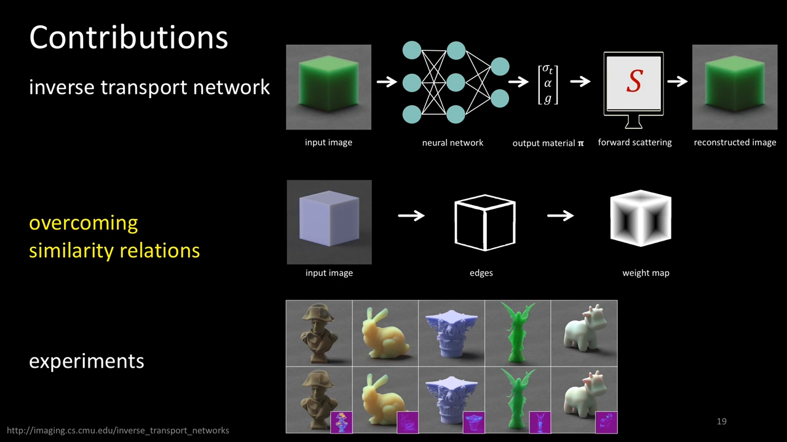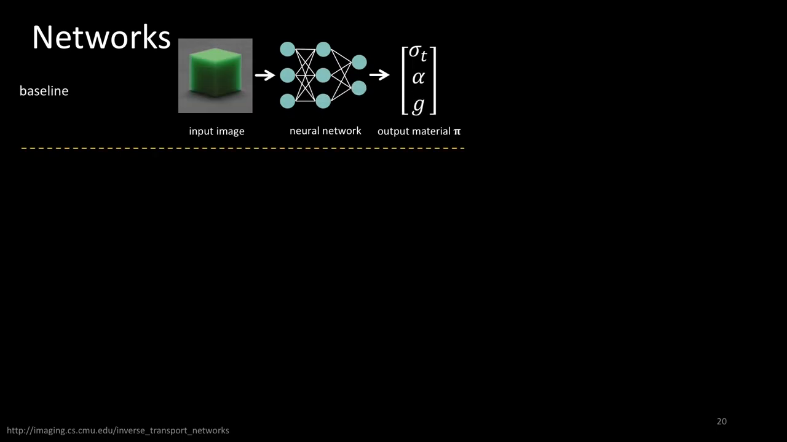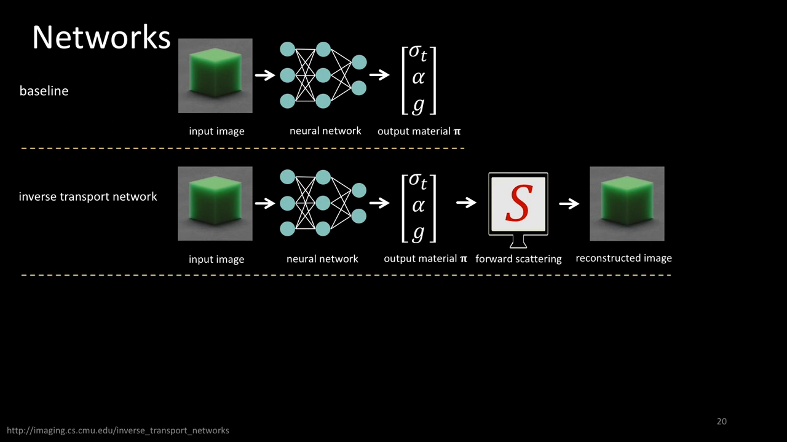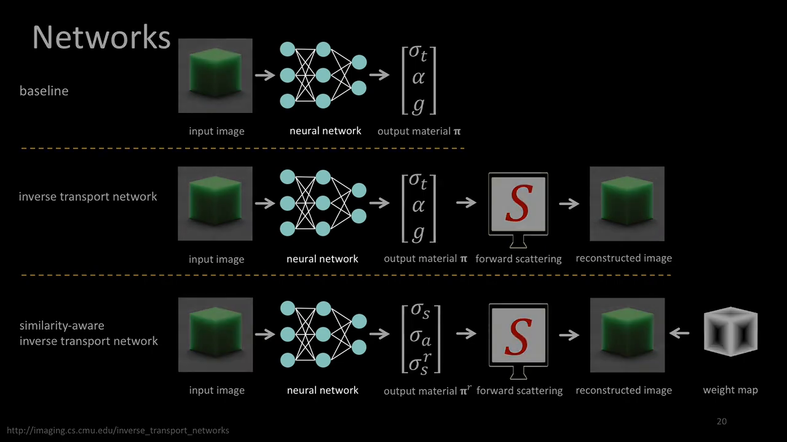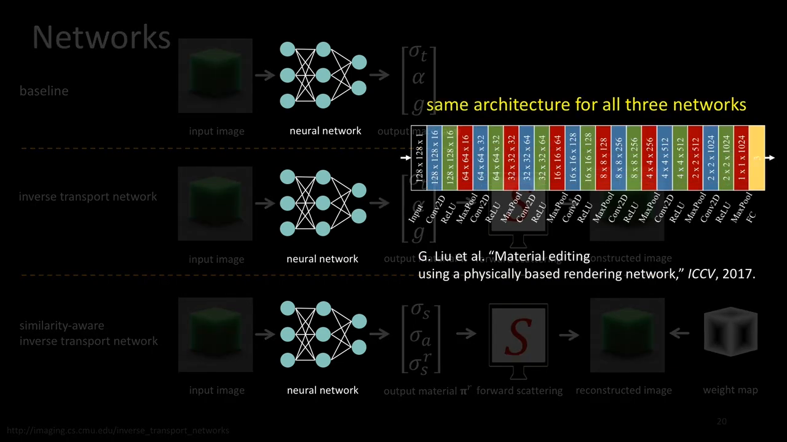We now move on to some experiments evaluating our inverse scattering techniques. We evaluate three different networks. First, a baseline that is trained using only the supervised parameter loss. Second, our inverse transport network incorporating the unsupervised appearance loss. And third, our inverse transport network modified for similarity relations. All three networks use the same architecture inspired from previous works.